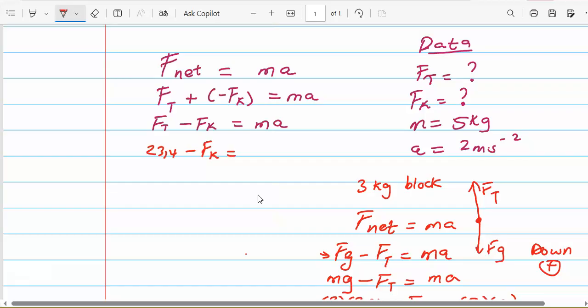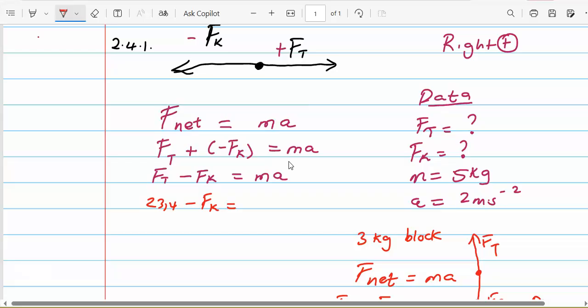What is the mass? Please, I need you to pay attention on this one. Remember, the friction is on the horizontal block. So this one is for the 5 kg block. Are you happy with that?